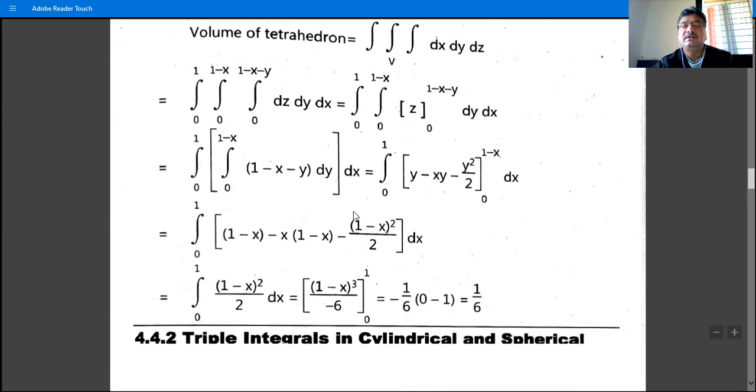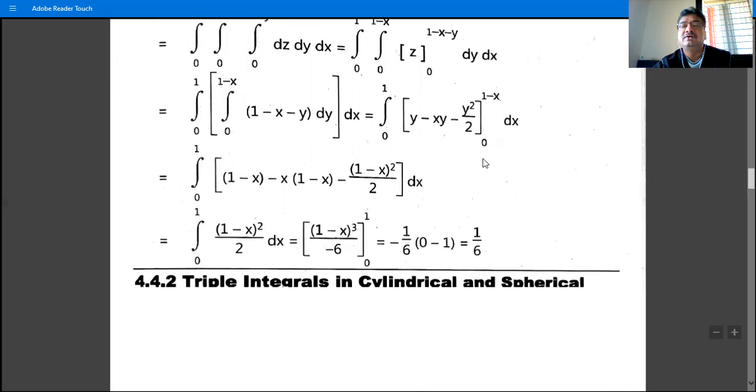And then the integration with respect to y. Here x is constant, and the integration of 1 minus x minus y is (1 minus x) times y minus y square by 2, from 0 to 1 minus x. Then the value at the upper limit, substitute y as 1 minus x, we have this answer. And substitute y as 0, we have answer 0. So minus 0, or delete that minus 0.